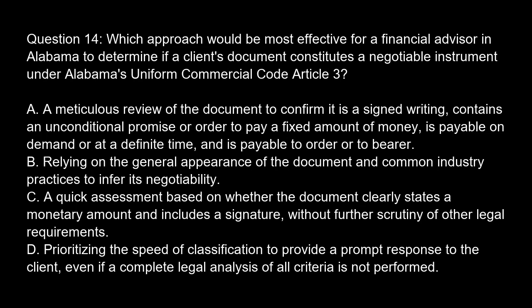Which approach would be most effective for a financial advisor in Alabama to determine if a client's document constitutes a negotiable instrument under Alabama's Uniform Commercial Code Article 3? Option A. A meticulous review of the document to confirm it is a signed writing, contains an unconditional promise or order to pay a fixed amount of money, is payable on demand or at a definite time, and is payable to order or to bearer.